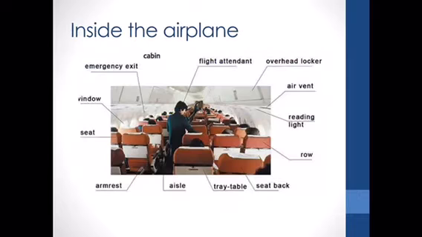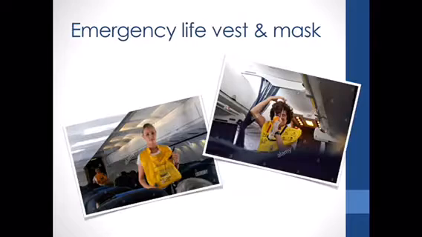The next vocabulary is going to help you to look at some of the parts inside the airplane. We have the cabin, the emergency exit, the window, the seats, the armrest, the aisle, the tray table, the seat back, the row, reading light, air vent, the overhead locker, and like it shows in the picture, the flight attendant. If in the airplane there was an emergency, you can find the emergency life vest and the mask.